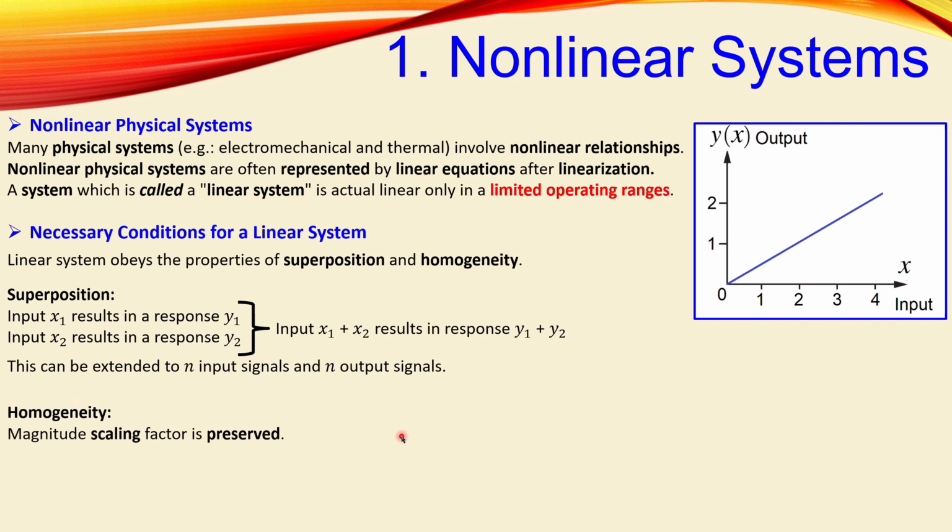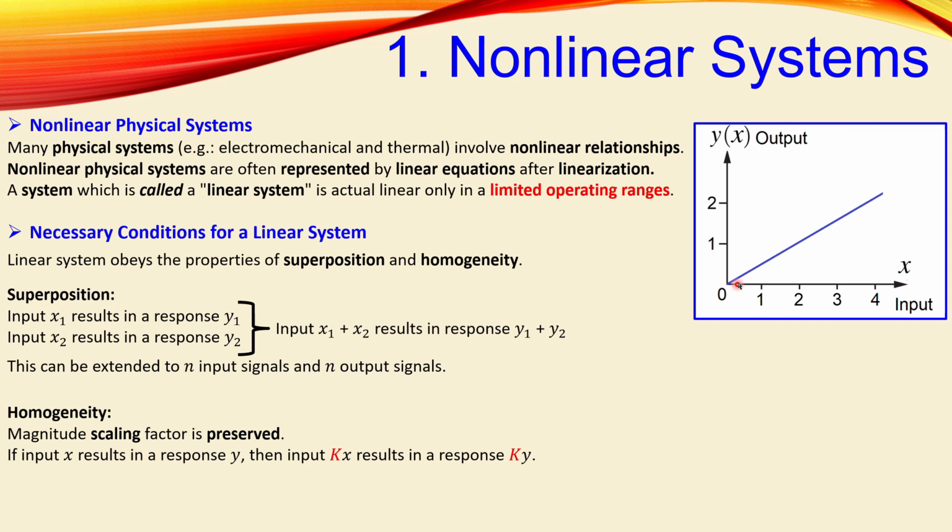Now, homogeneity, the next one, is called the scaling, where the magnitude scaling factor is preserved. What does it mean? For example, if I have an input x and it results in a response y, but if I now multiply that x by a scalar, some factor, let's say k, let's say 6 times the x, it must result in 6 times that response. So it must follow that same response, but with the magnitude exactly scaled by k. That is the second condition. If I fulfill these 2 conditions, those are the necessary conditions for a linear system.